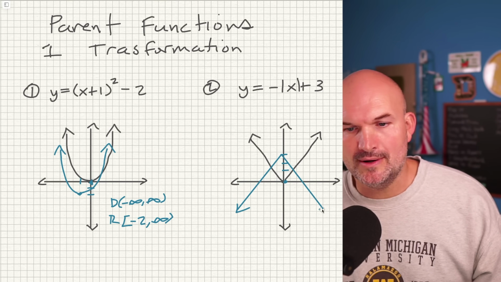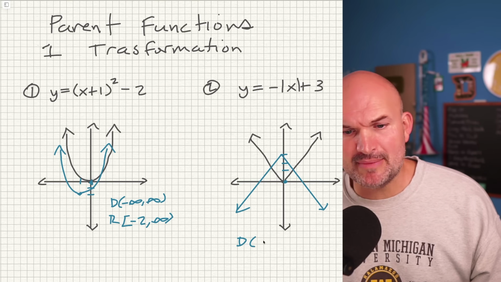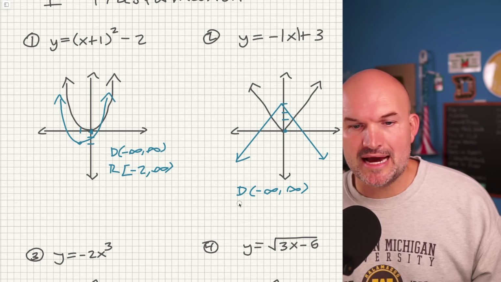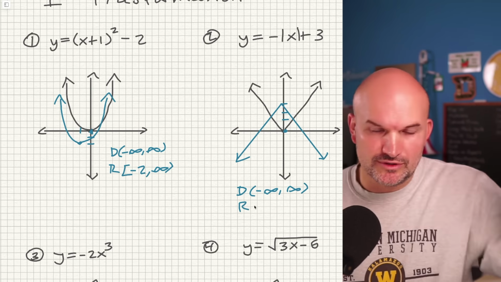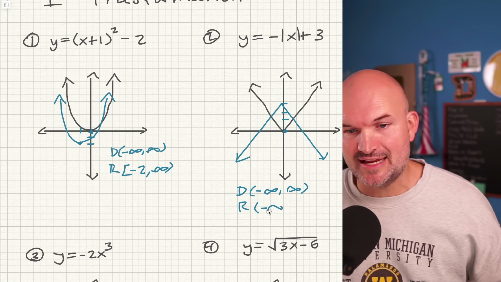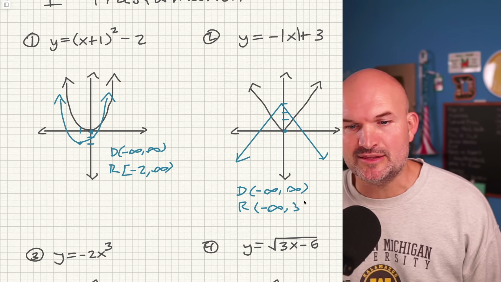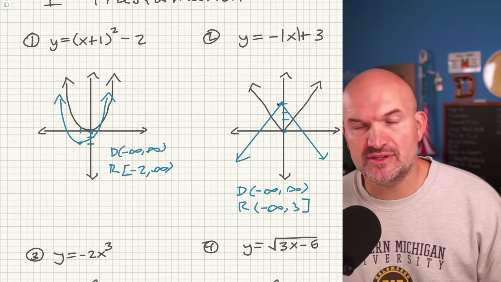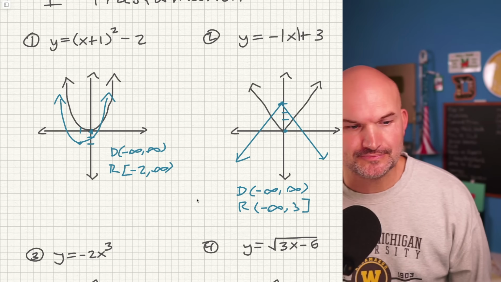All right, now that's important because my range is going to be impacted. My domain is not impacted. It's still all real numbers. But now my range, the lowest point is going to keep on going to negative infinity, but now the highest point is going to be 3. And again, that is included. That is a point on your graph. So therefore, we're going to use the bracket.